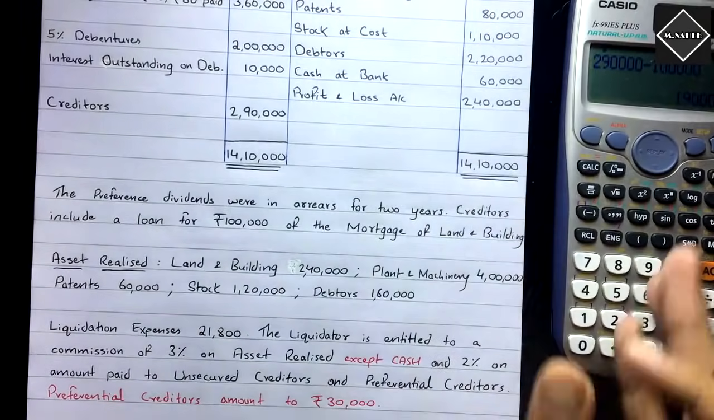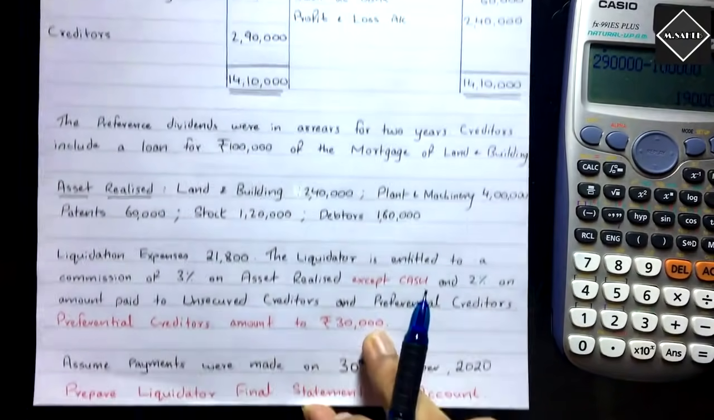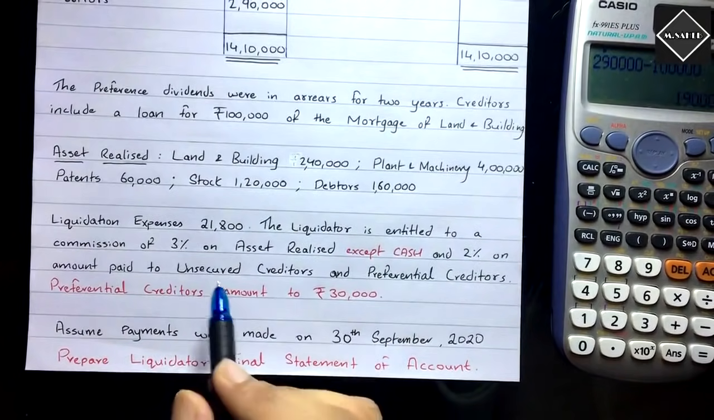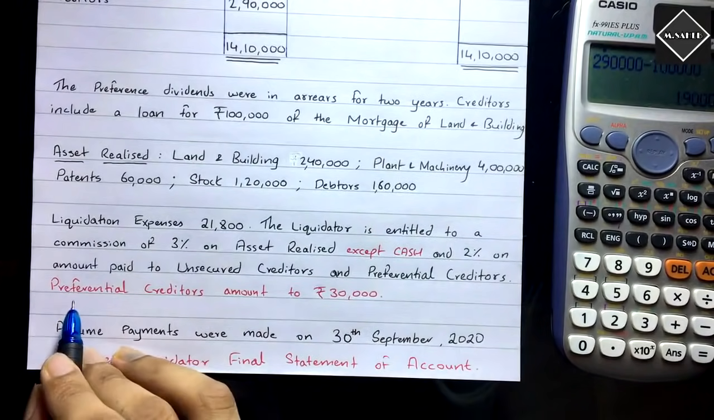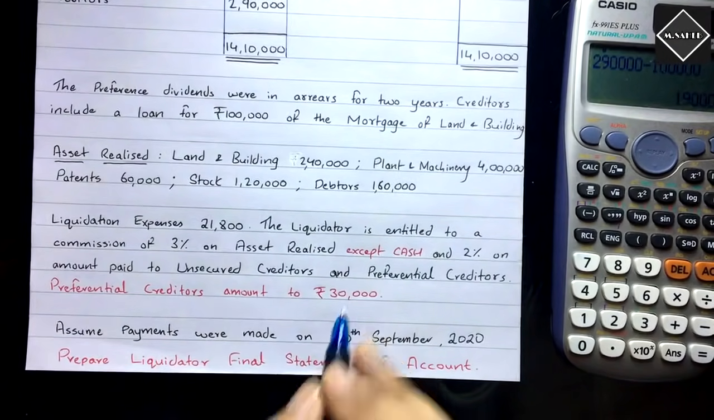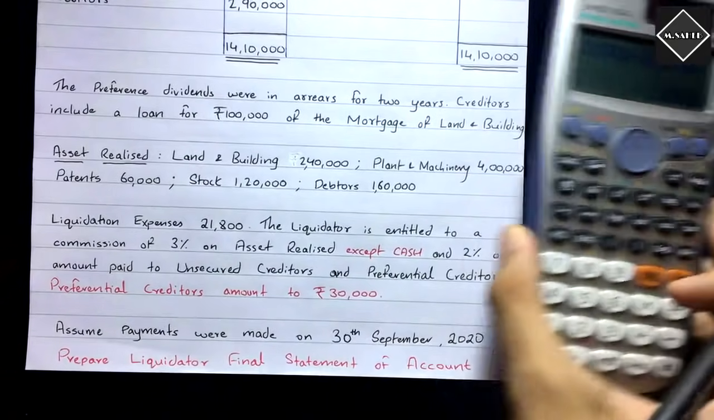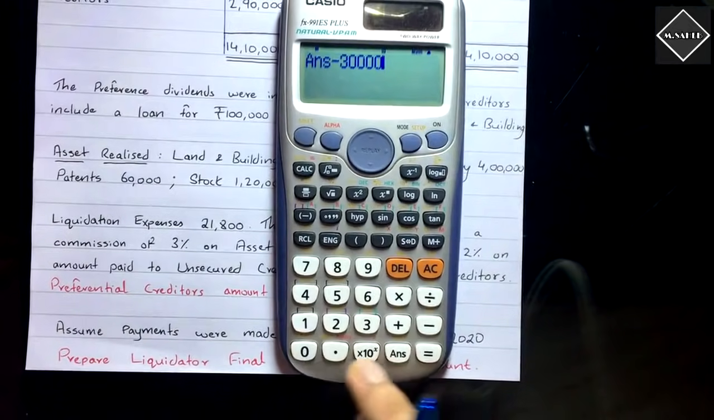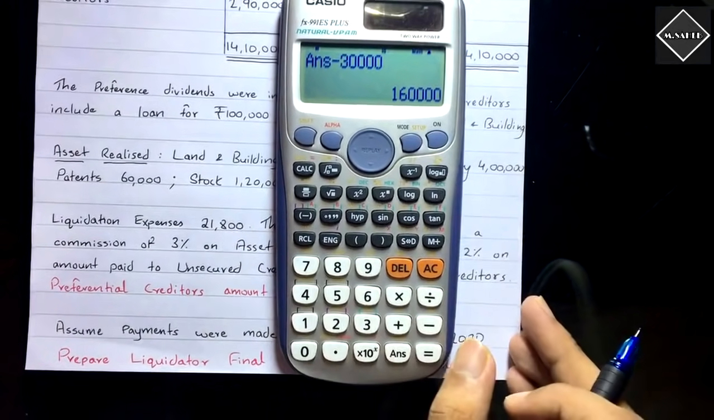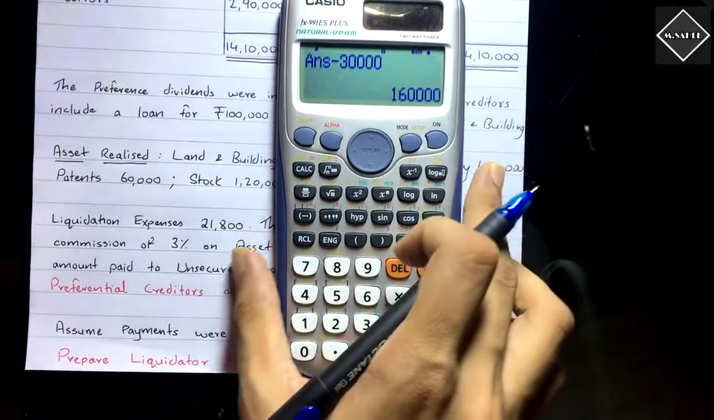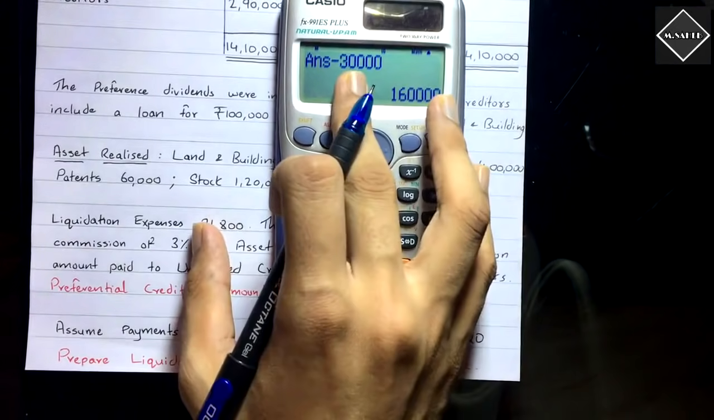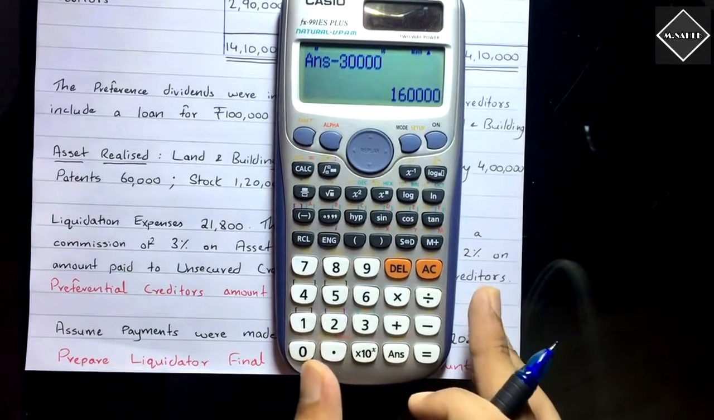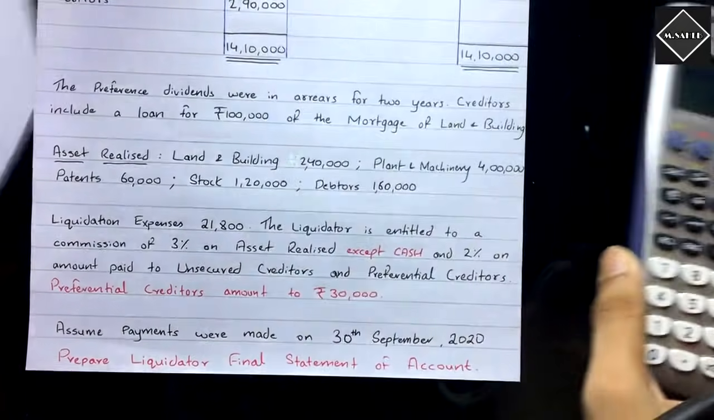So now let's find that out. How much is preferential and how much is unsecured? Here they have said, at last, as you can see, preferential creditors amount to rupees 30,000. So in this 1,90,000, 30,000 is preferential, then the remaining 1,60,000 is unsecured. Simple, right? 30,000 is preferential and the remaining 160 is unsecured. So let's take that down.